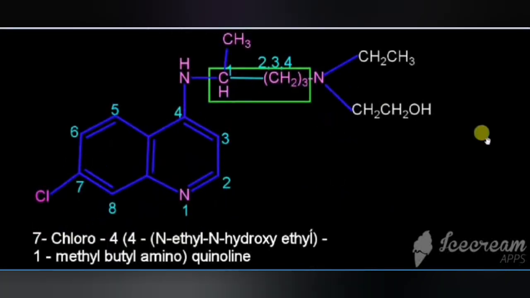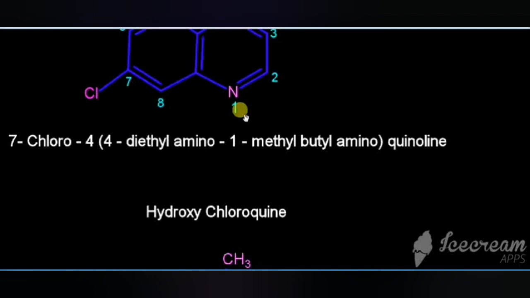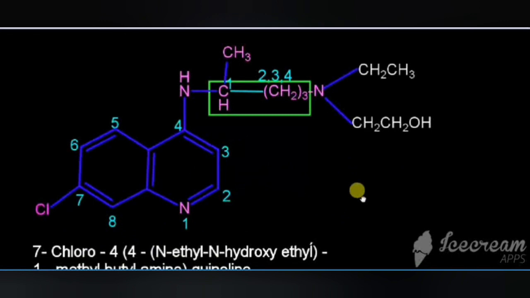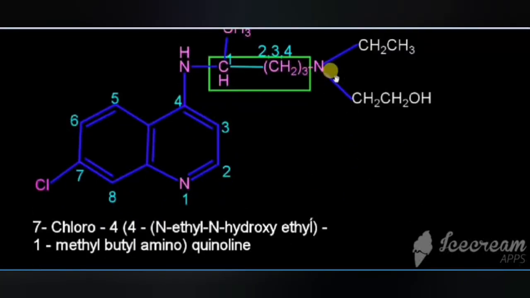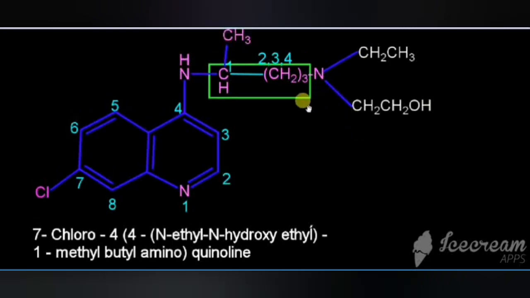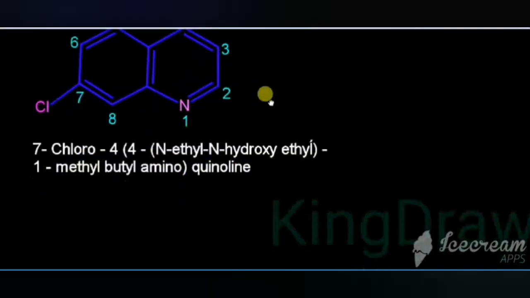So now see the chemical name. It is the same as that. Here in the name we have written 4-diethylamino, no. So instead of 4-diethylamino we have to write N-ethyl, N-hydroxyethyl. So what is the chemical name? 7-chloro, 4 open bracket, in that again 4. 4 means because of the butyl, the 4th carbon of butyl, that is why 4 N-ethyl, N-hydroxyethyl, close the bracket, 1-methyl, this is butylamino. Butylamino, this is quinoline. So that is the chemical name of hydroxychloroquine.